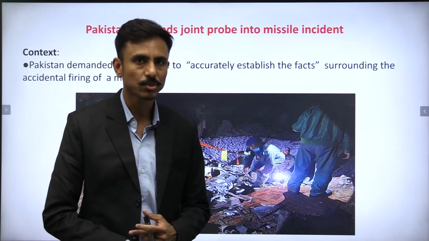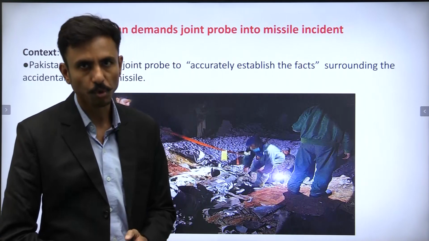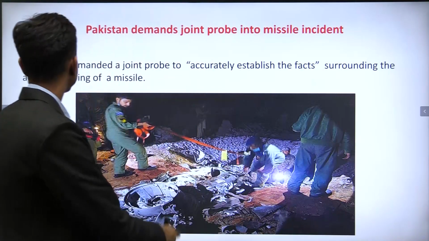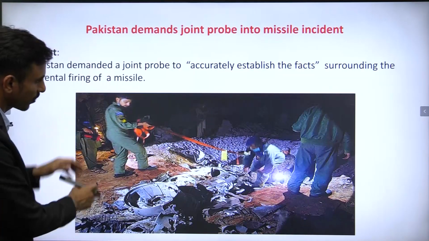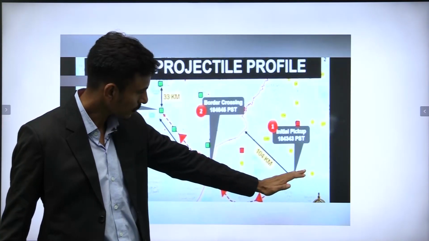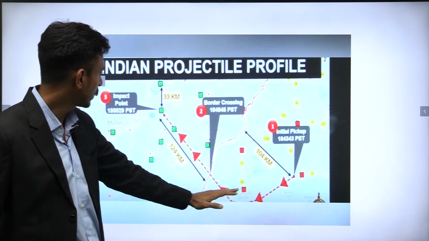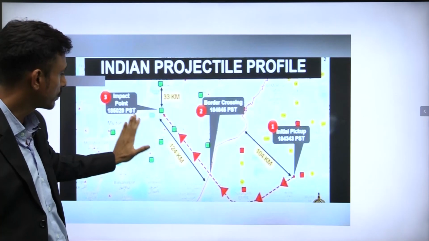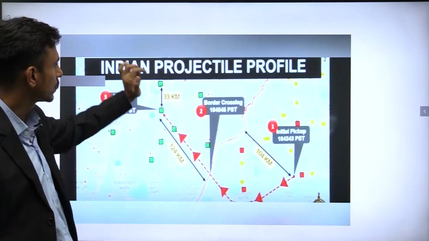So Pakistan has raised its objection against such accidents, and Pakistan is saying that a joint probe must be constituted to investigate the issue, right? So Pakistan is demanding a joint probe to accurately establish the facts surrounding the accidental fire of the missile. So this is how the missile was launched from India, allegedly accidentally launched, and it traveled 124 kilometers inside the territory of Pakistan and exploded there, right? So that was the impact point, 124 kilometers inside its boundary. So that is a very serious concern, right?